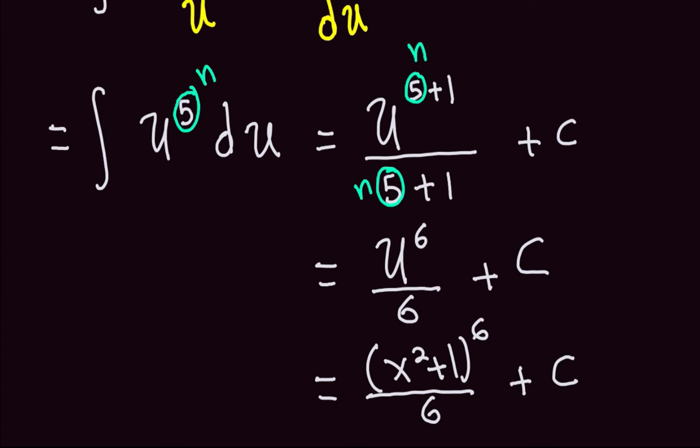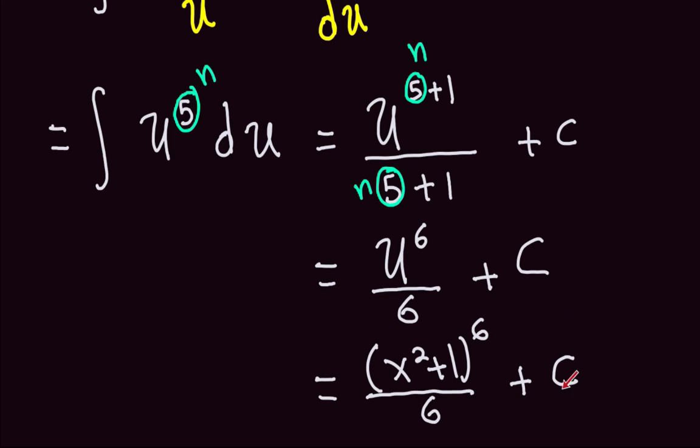The idea here was that we use a substitution and we make things easier. Why? Because we had a power basically here. So we got the answer here. You can check that this is actually correct by taking the derivative of this expression, and we should get back 2x times (x squared plus 1) to the fifth power, which is going to be the case here.